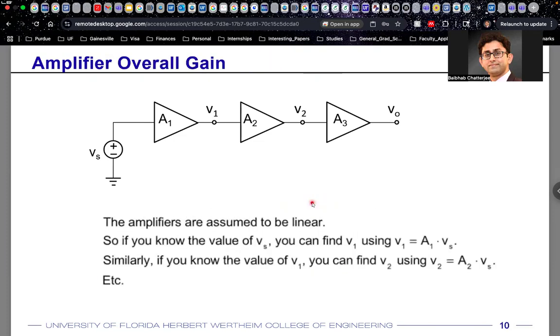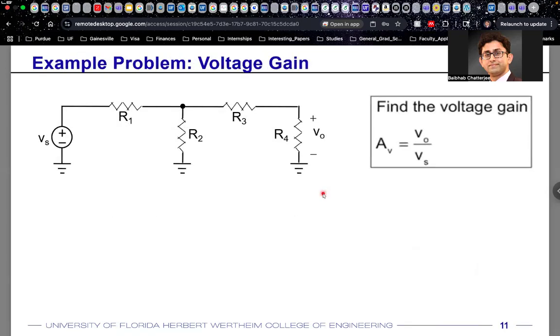All right. So that's what I have written in some of these slides, that if you are assuming the amplifiers to be linear, you can just keep on cascading them one after another, and the gain will keep on increasing as you connect one amplifier after another. All right. Now let's look at an example problem for voltage gain. This is based on what we learned in the last class. So I'll draw these circuits on the board.